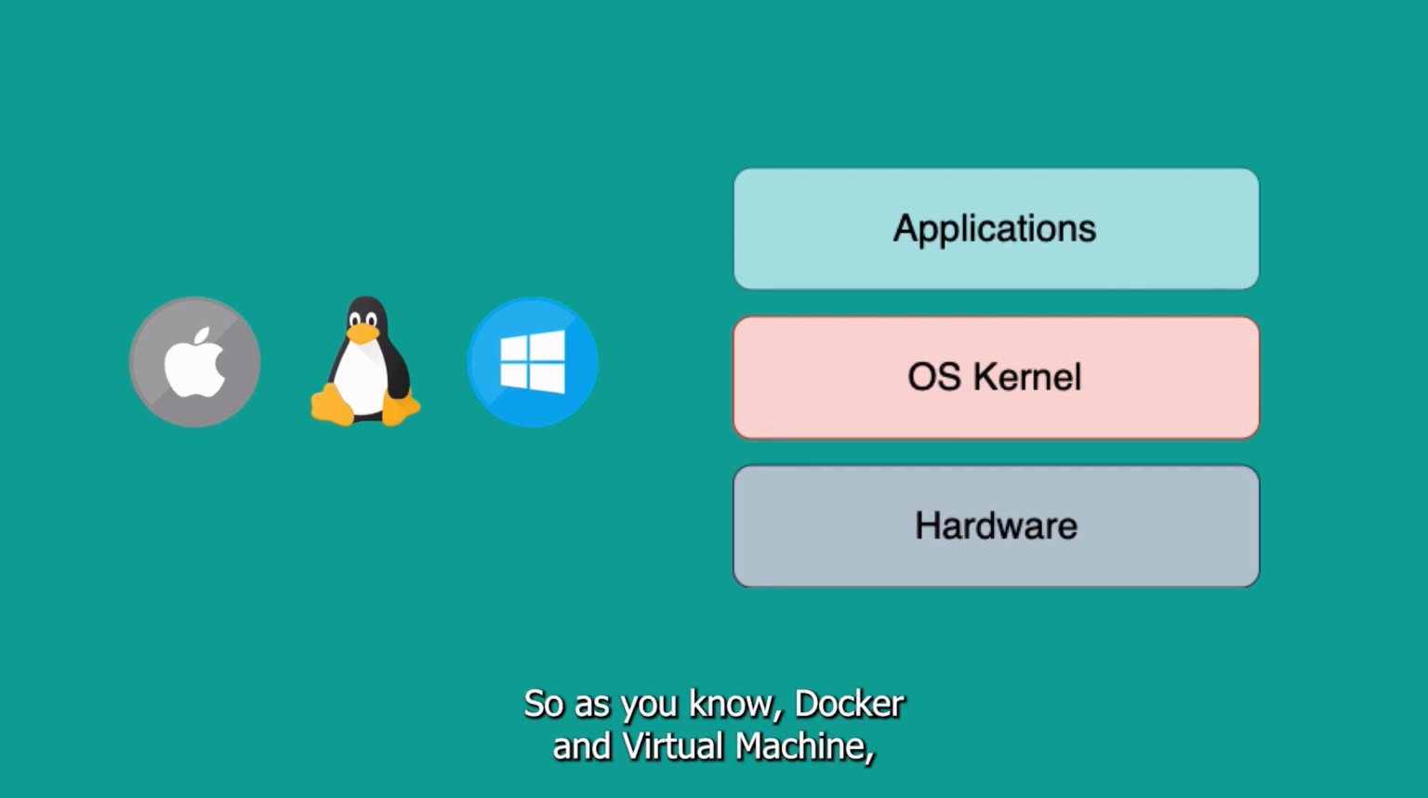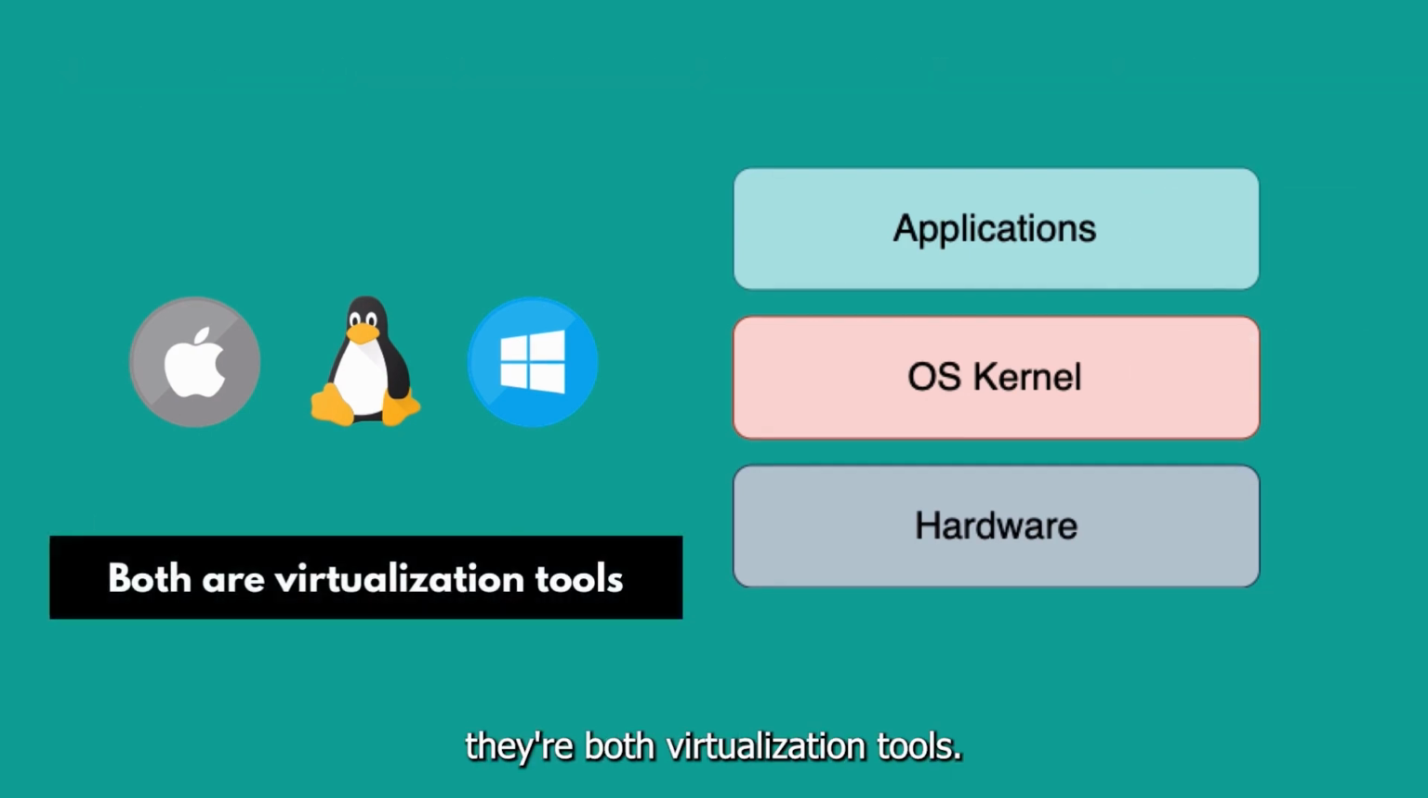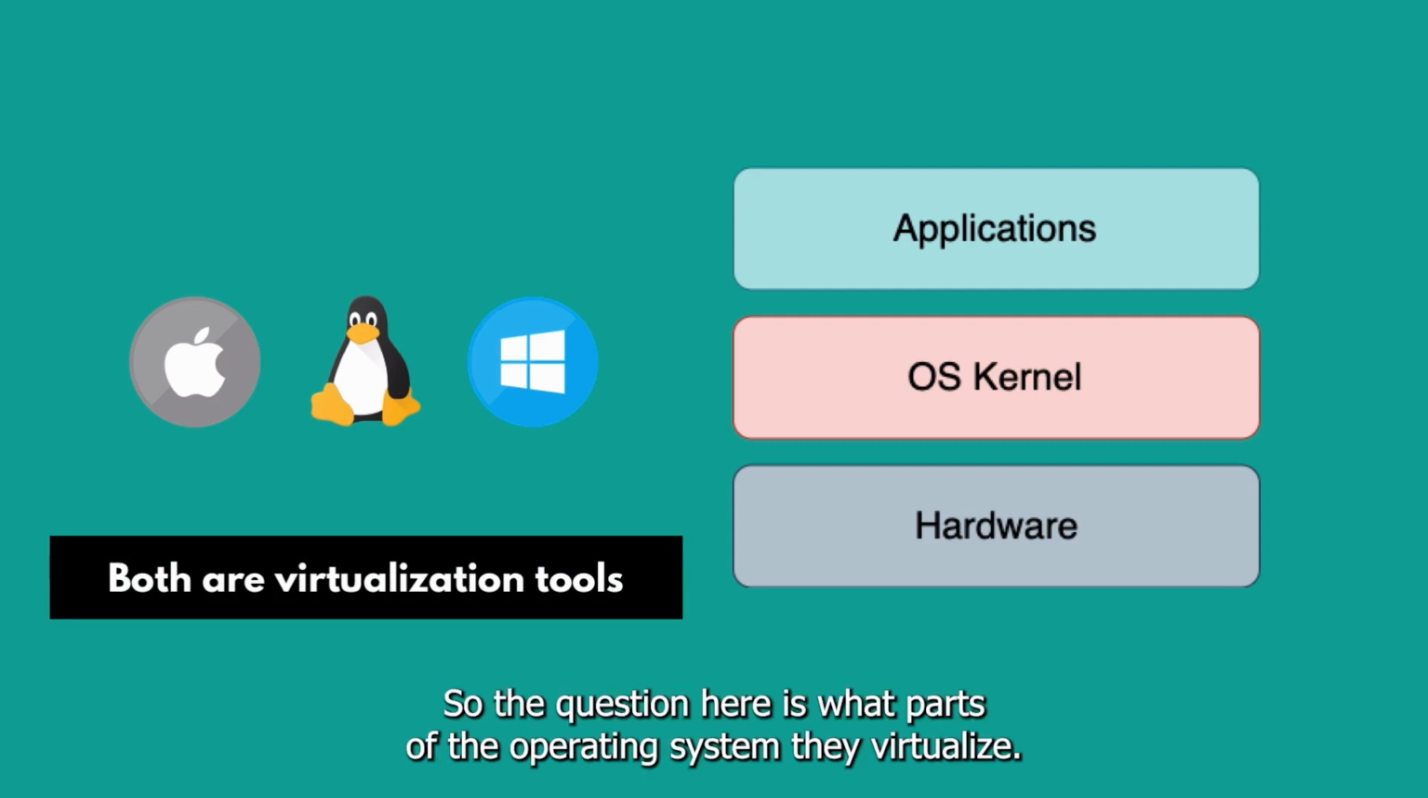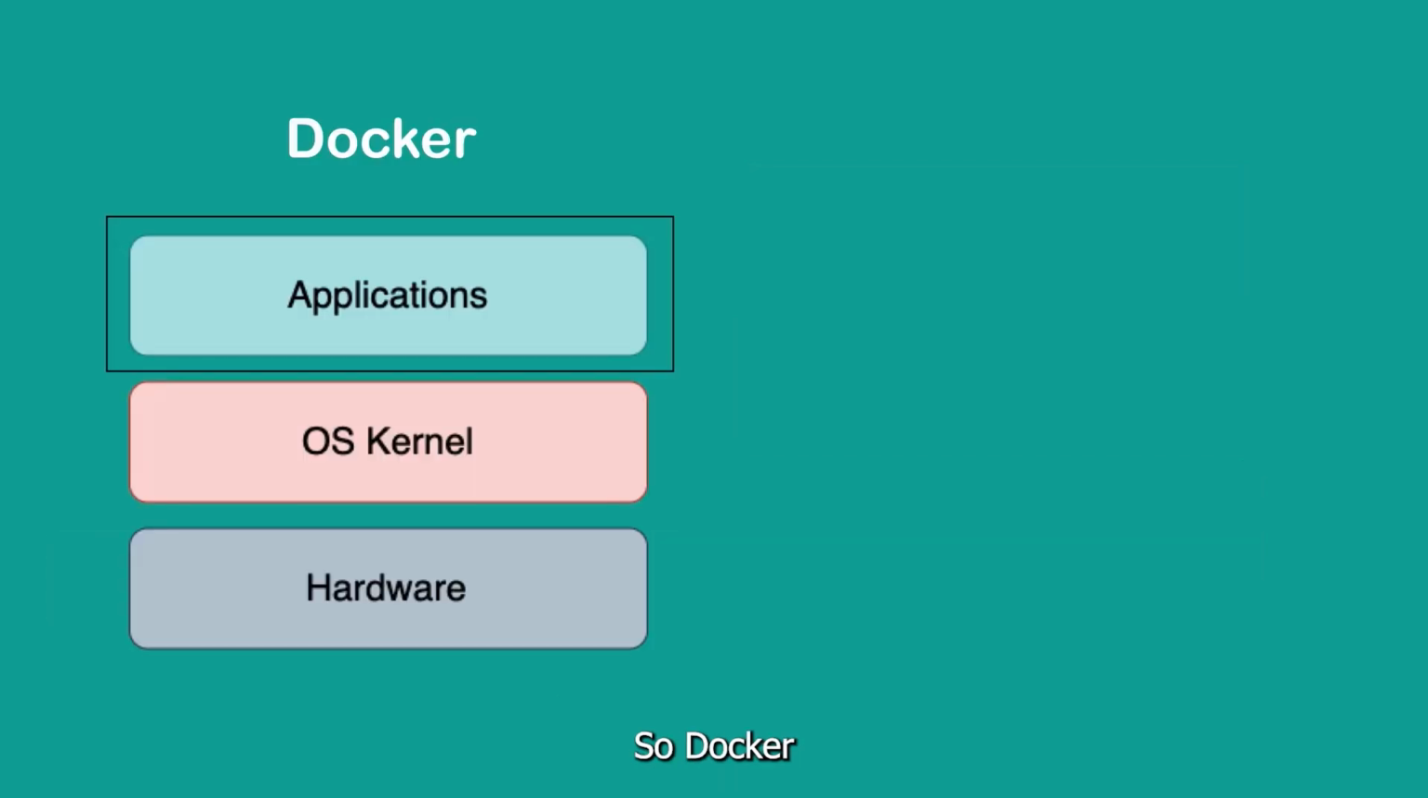As you know, Docker and virtual machines are both virtualization tools. So the question here is, what parts of the operating system do they virtualize? Docker virtualizes the applications layer.